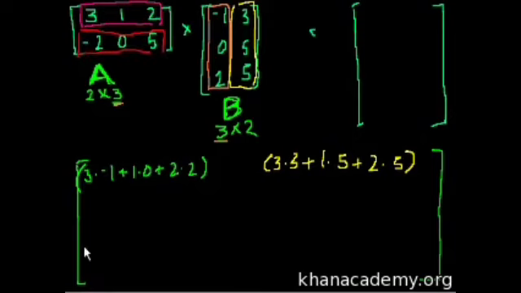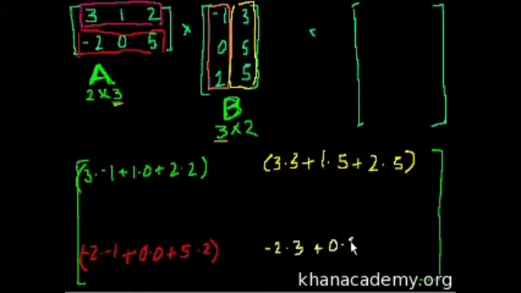So it's minus 2 times minus 1, times minus 1 plus 0 times 0, plus 5 times 2. We're almost done. Let me see, I don't like this color at all. And now we're going to multiply this row, because we're in this bottom row. We're in row 2, column 2. So it's minus 2 times 3. Plus 0 times 5. Plus 5 times 5.